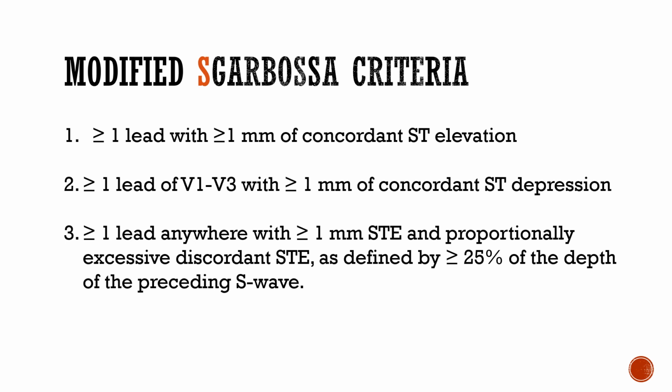So, bringing it all together, with the modified Sgarbossa criteria, we have concordant ST elevation greater than 1 millimeter with a positive QRS, concordant ST depression greater than 1 millimeter in leads V1 to V3, and at least one lead anywhere with 1 millimeter ST elevation and proportionally excessive discordant ST elevation, as defined by greater than 25% of the depth of the preceding S wave.